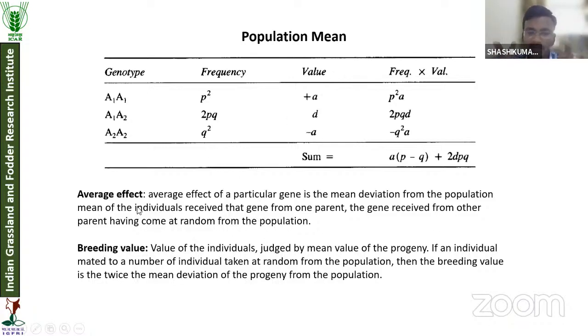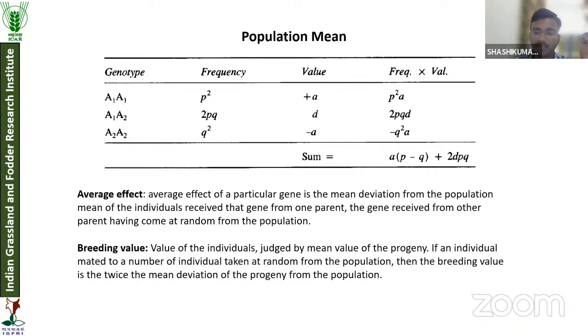We will calculate the average effect for all types of genes present in individuals. This average effect will then be used to derive the breeding value. What is breeding value? It is highly used, especially in animal genetics. It is the parental value that we derive from the progeny: looking at the progeny, we decide the parental value, and then we select such parents for crossing programs or development of cultivars. If an individual is mated to a number of individuals taken at random from the population, the breeding value is twice the mean deviation of the progeny from the population mean. So the breeding value of a parent is the total average effect of the genes present in the parent, which will be passed to the progeny.